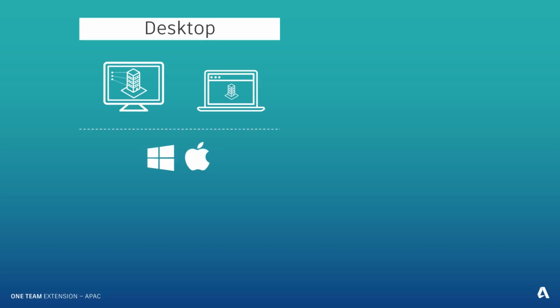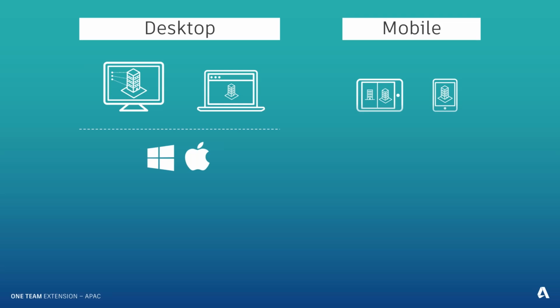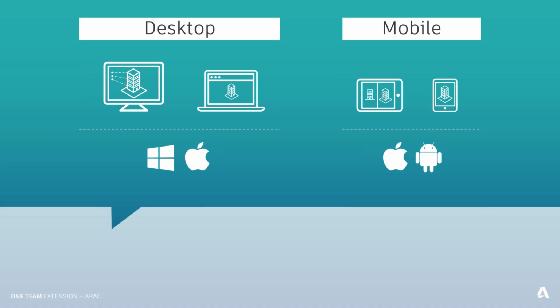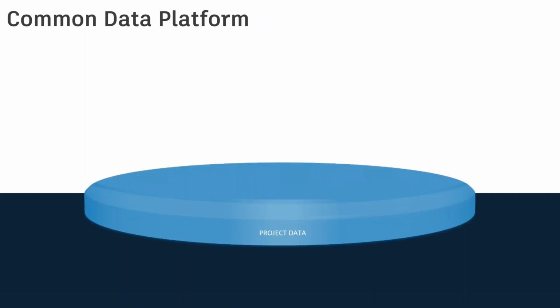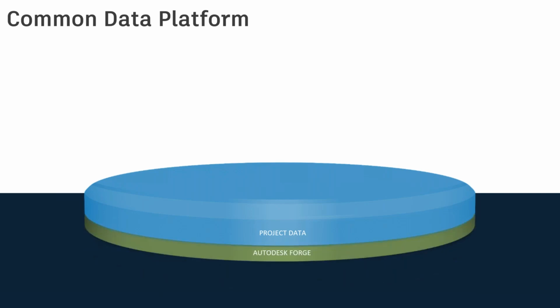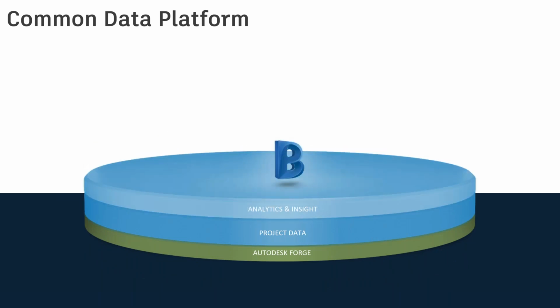Now, BIM 360 comes in two platforms. One is your desktop, and another one is the mobile application. So we support both Apple as well as Windows platform and Android on your handheld devices. And with BIM 360, you get unlimited storage, unlimited number of projects to be created. Now, a general description of the platform, what I mentioned, is a common data environment with project data supported by a Forge platform to customize any need. And on top, we have the entire layer of analytics and insights where we can derive all the reports out.